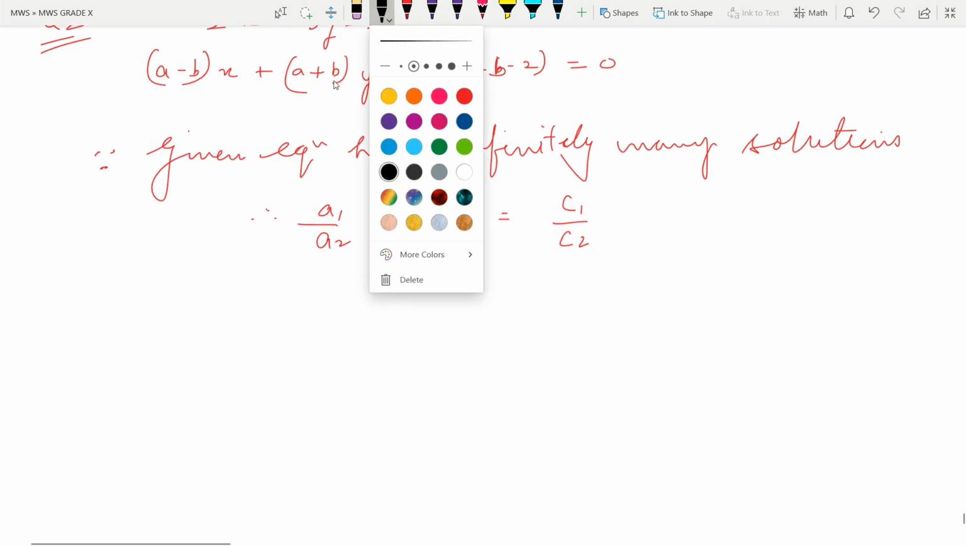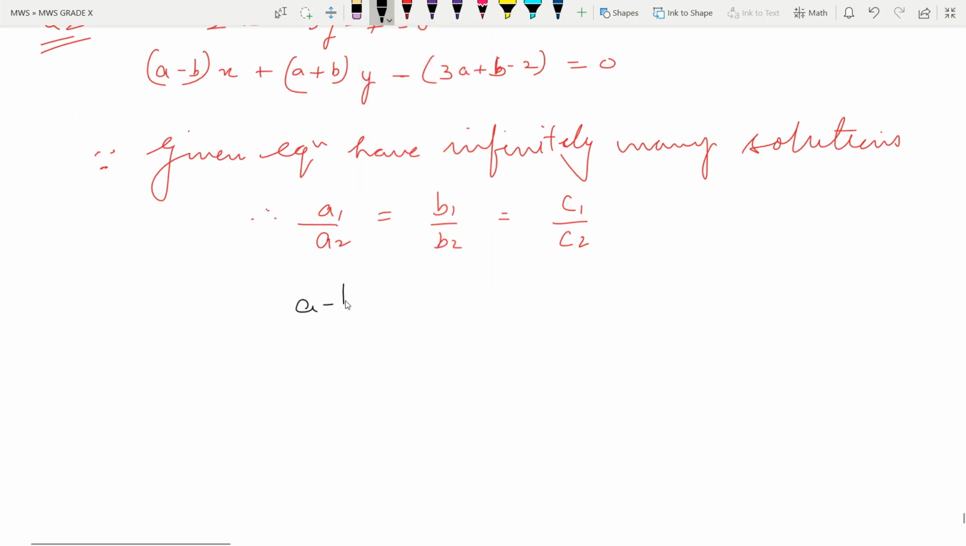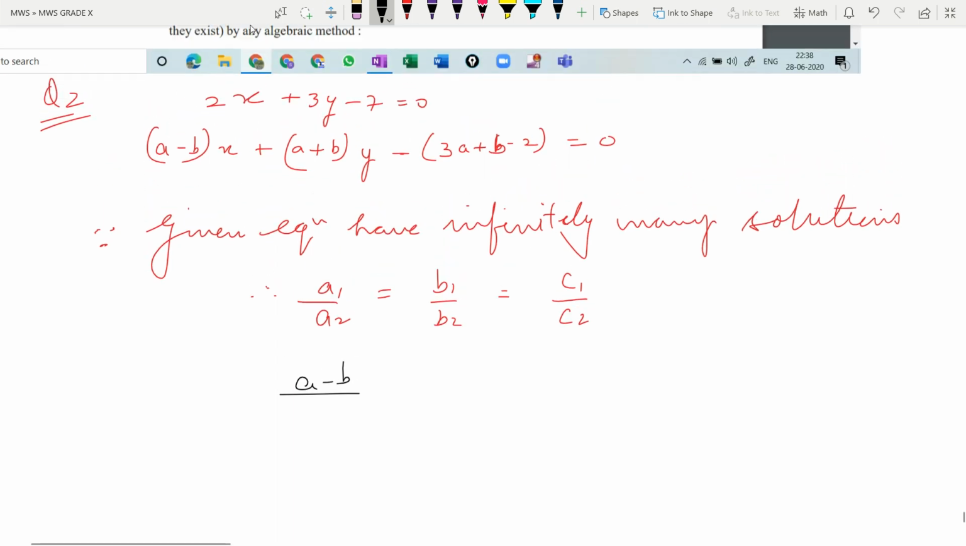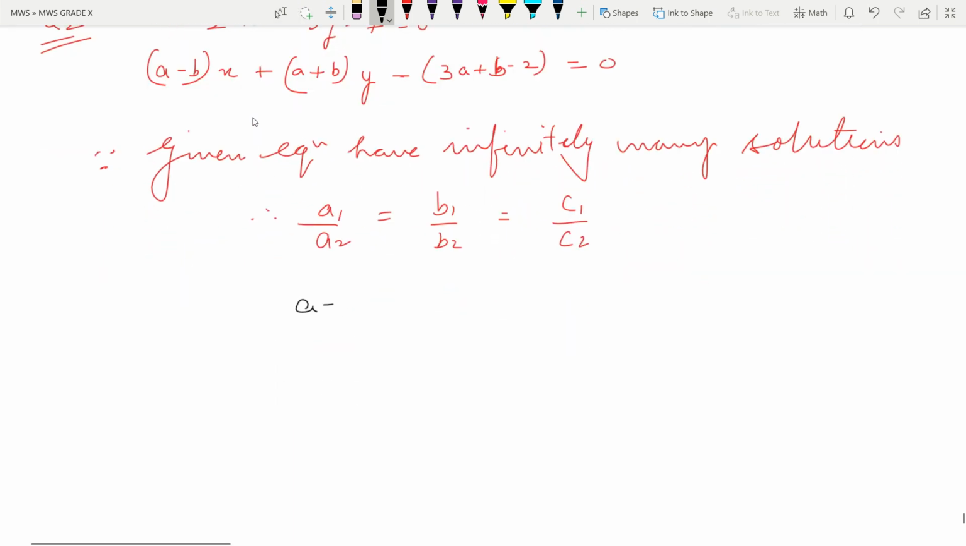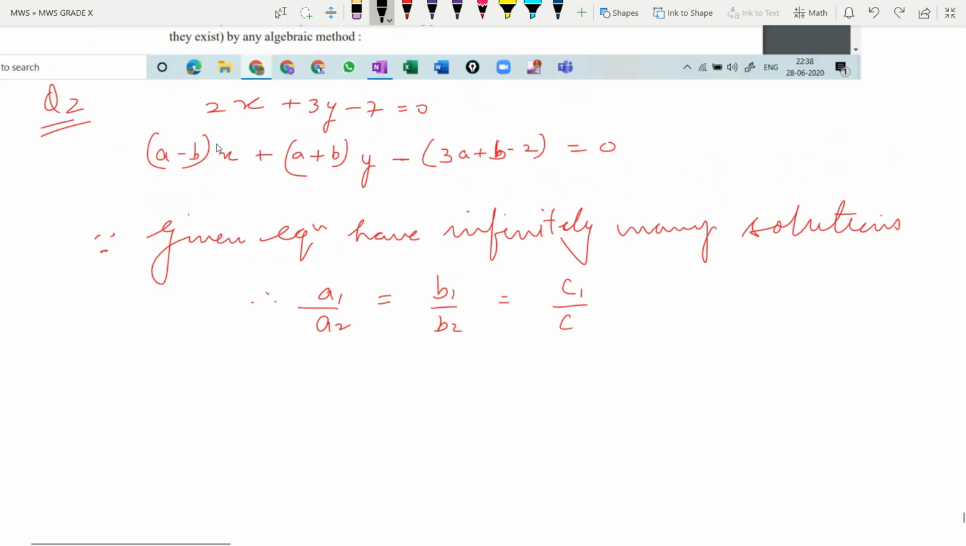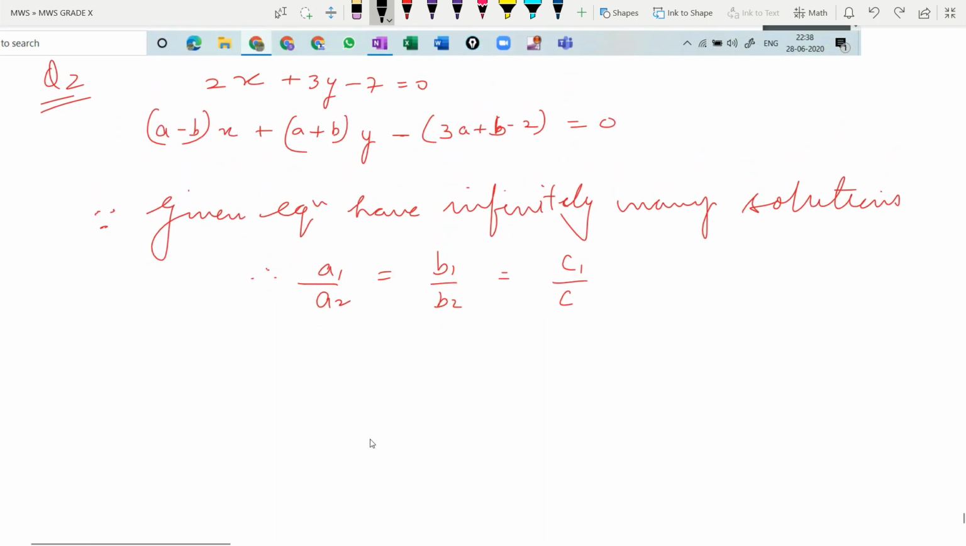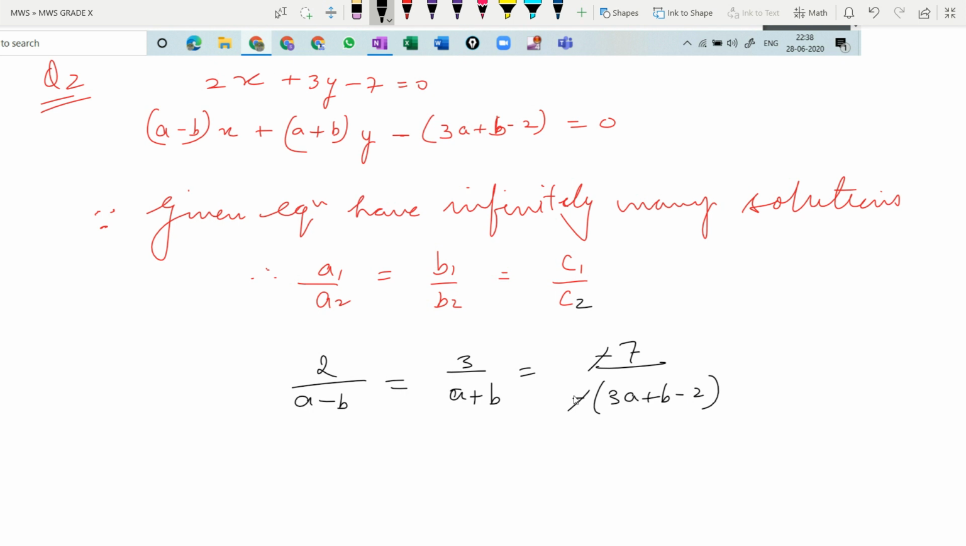So with this we can write, a1 is, sorry, a1 is not a minus b, it is 2. So 2 upon a2, where a2 is a minus b, is equal to b1 is 3 and b2 is a plus b, is equal to c1 is minus 7 and c2 is minus (3a plus b minus 2), where this minus and minus cancel out.